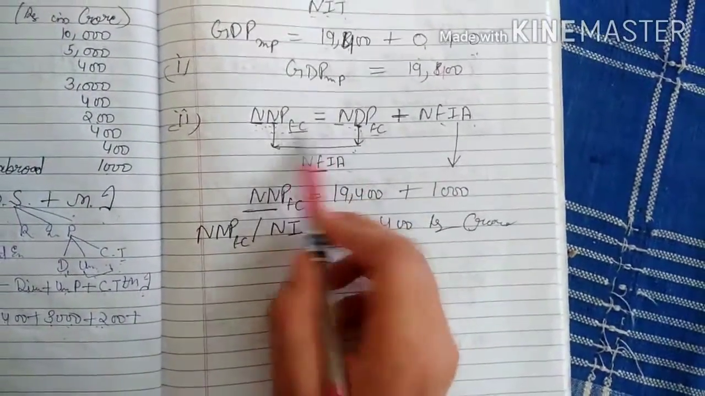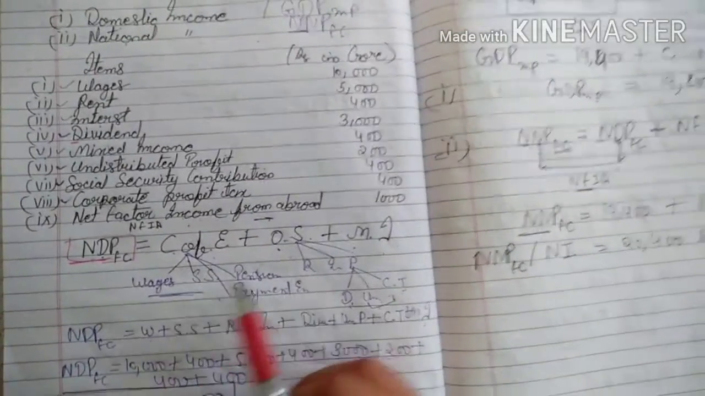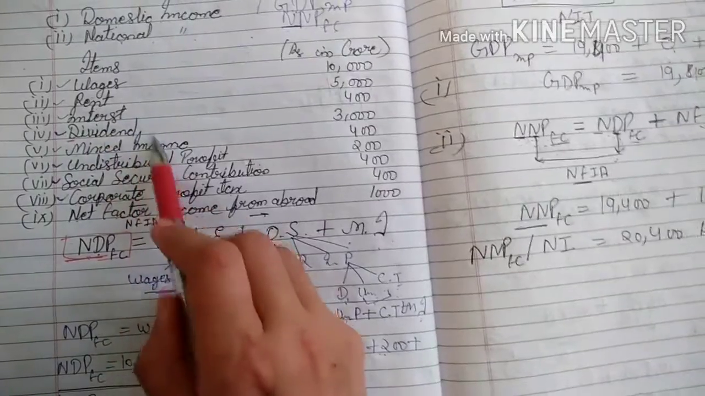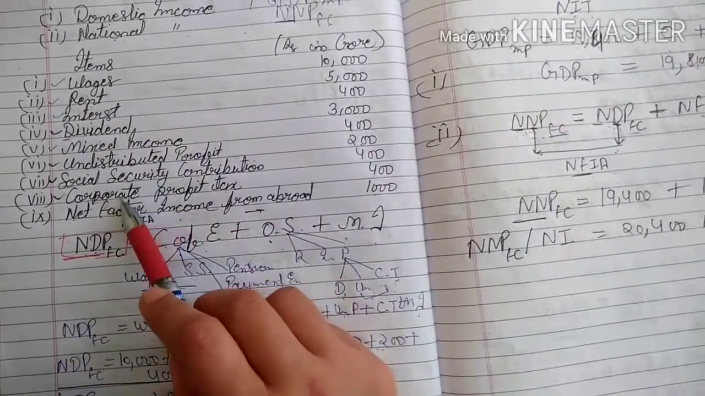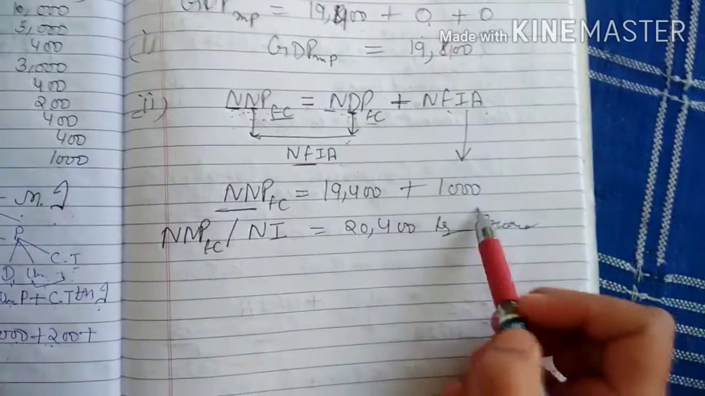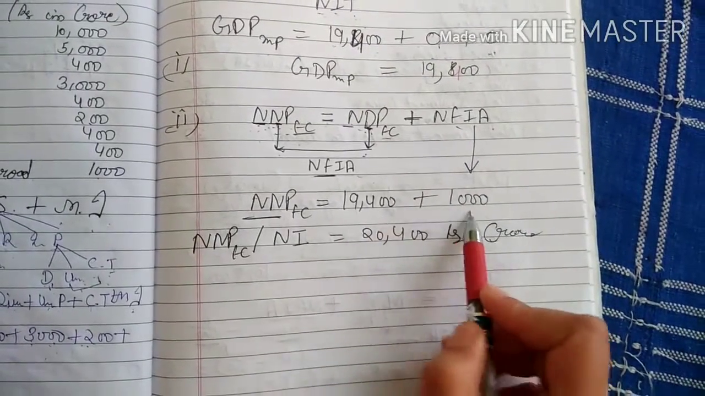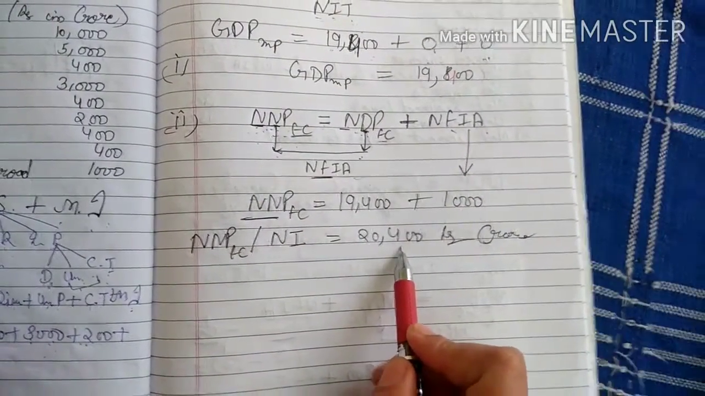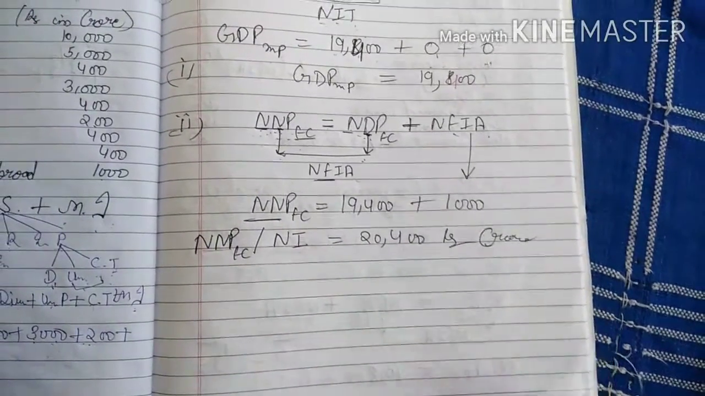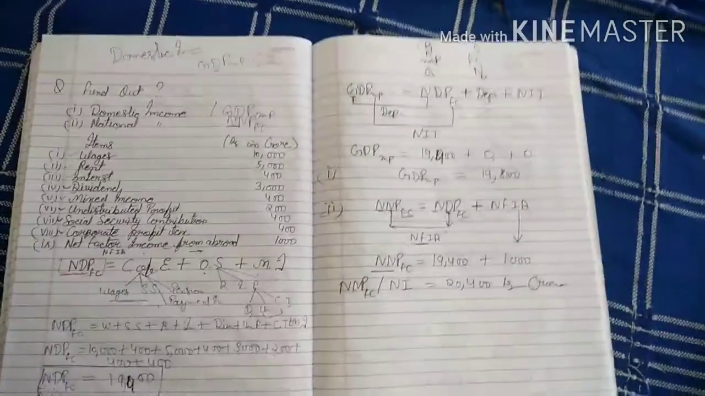The other one, see, PP, CFC. It means only one change, N and D. So we add NFIA. Now see in your question, is NFIA given or not? Net factor income from abroad given? Yes, it's given. How much? 1,000. If we add 1,000 in NDPFC value, it means 19,400, we add 1,000, so value is 20,400. It's the value of NNPFC, it means national income. Like this we solve the calculation of national income by income method.